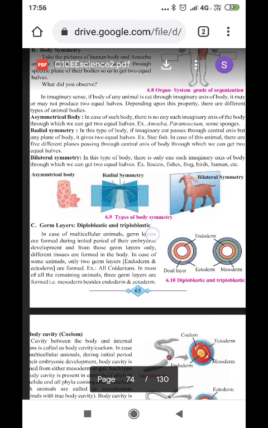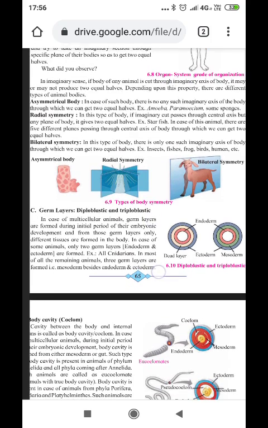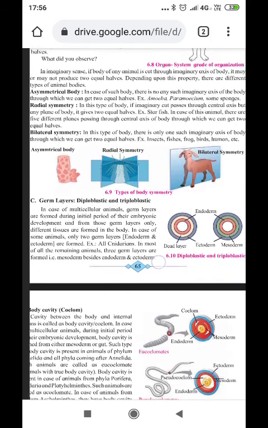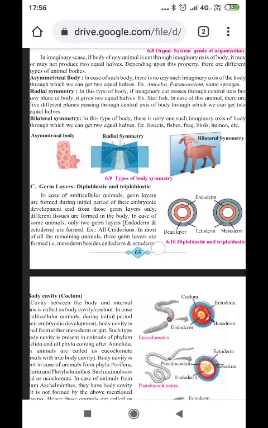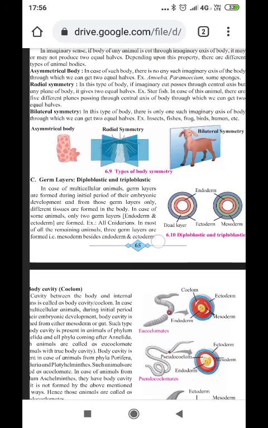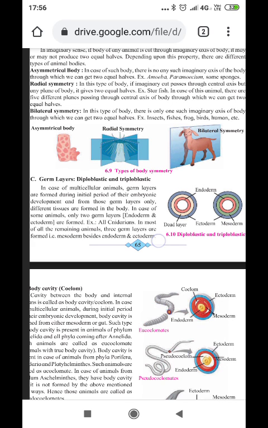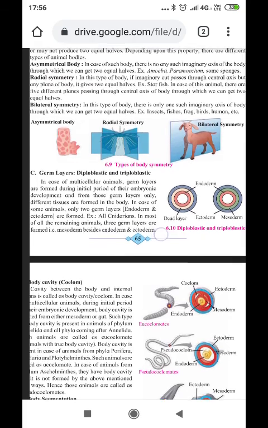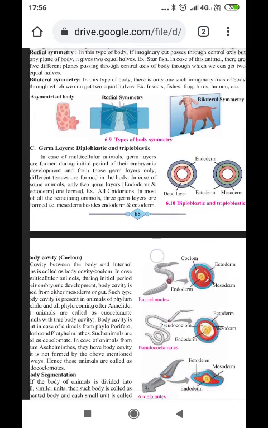Then bilateral symmetry. In this type of body, there is only one imaginary axis of the body through which we can get two equal halves. For example, insects, fishes, frogs, birds, humans. So, if we consider an imaginary line from the center, we can divide the body into two equal halves. That is called bilateral symmetry.